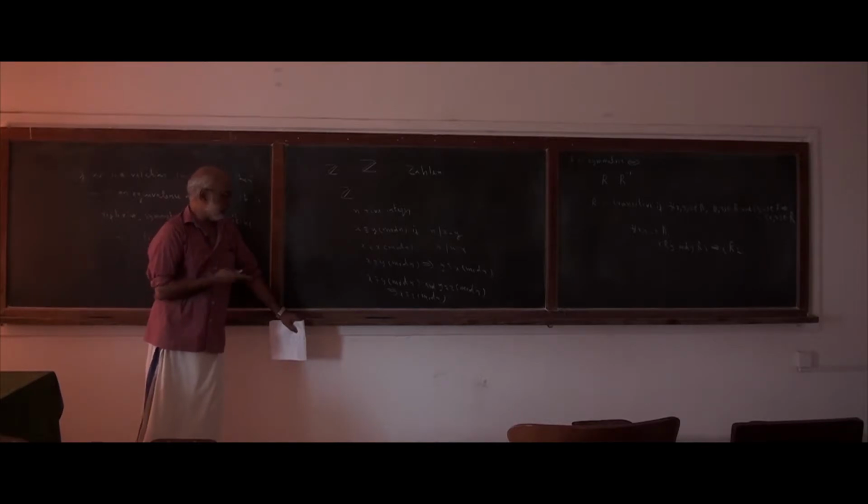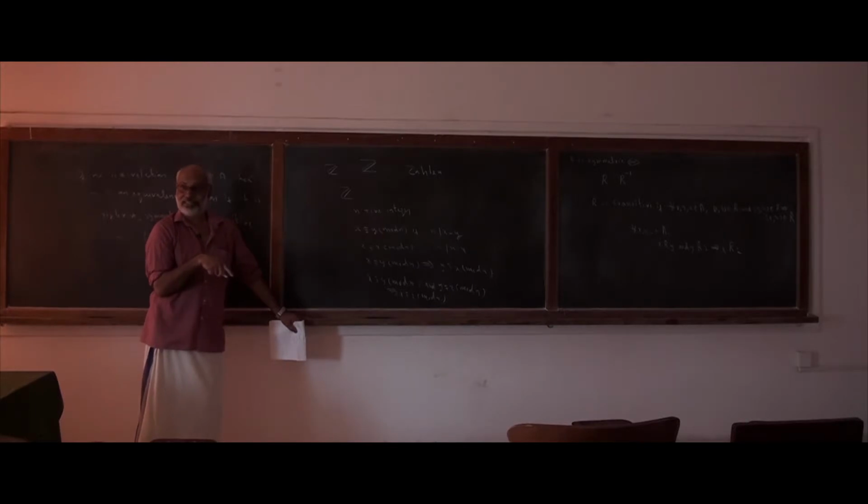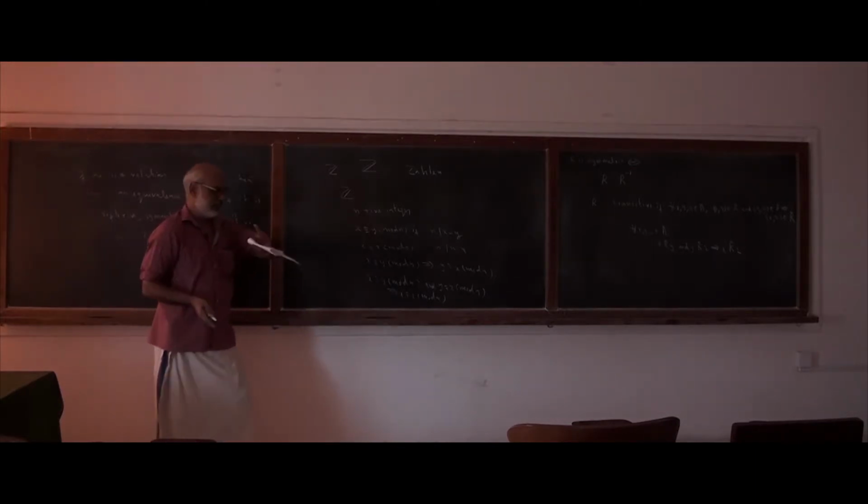Why? Because n divides x minus y and n divides y minus z, therefore n divides their sum. The sum of x minus y and y minus z is x minus z. So n divides x minus z. Therefore, x is congruent to z mod n.